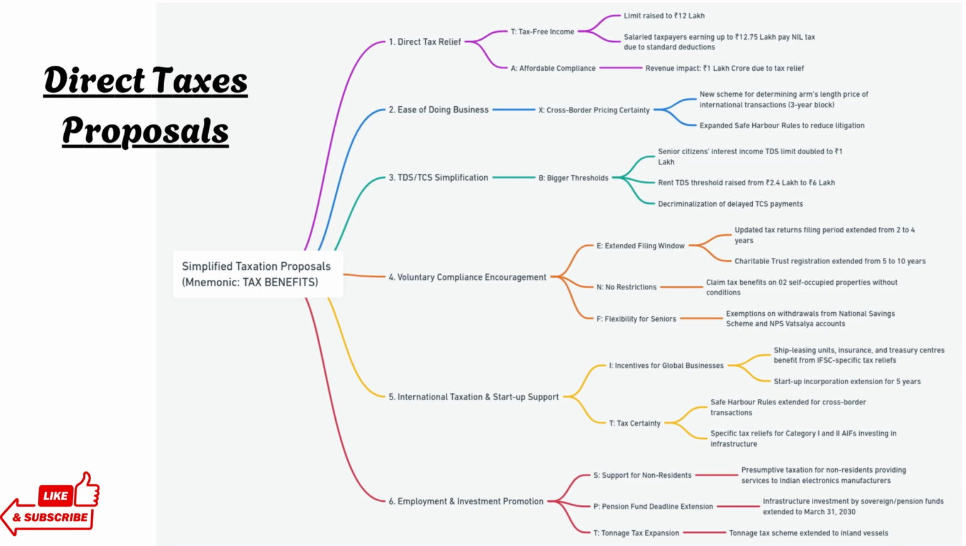The startup incorporation deadline has been extended by 5 years, promoting the growth of new age companies. T. Tax certainty. Safe harbor rules have been extended to provide certainty in cross-border taxation. Specific tax benefits are also available for Category I and II AIFs, alternative investment funds that invest in infrastructure projects.